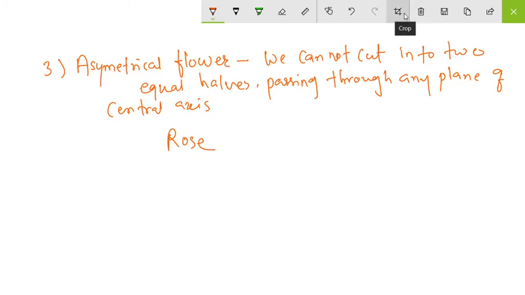Okay, then it is the symmetry. There are three types of symmetry: actinomorphic, which is regular, the second zygomorphic, that is bilateral, and third asymmetrical, that is completely irregular. So actinomorphic, we can cut the flower into two equal halves passing through any plane. Zygomorphic, we can cut the flower into two equal halves passing through only one plane. And irregular, we cannot cut the flower into two equal halves passing through any plane. Okay, so that is the symmetry.